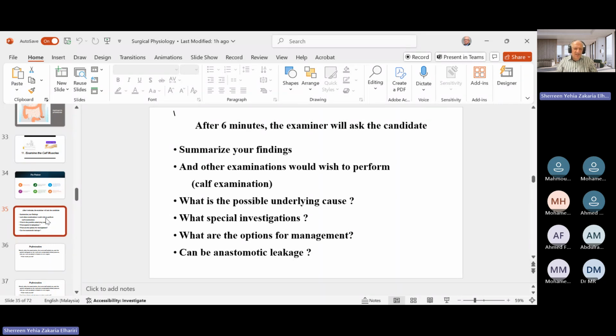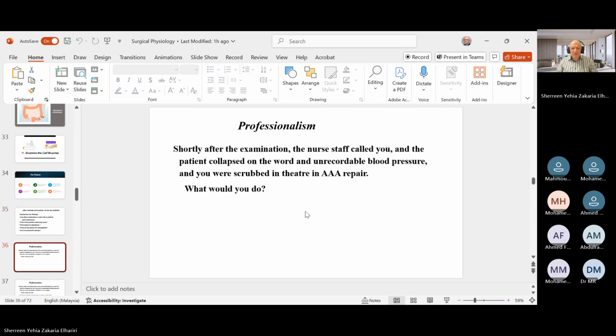So now the last question. Shortly after the examination, the nursing staff call you: the patient has collapsed on the ward with an unrecordable blood pressure, and you are scrubbed in theater in an abdominal aortic aneurysm repair. What would you do now?